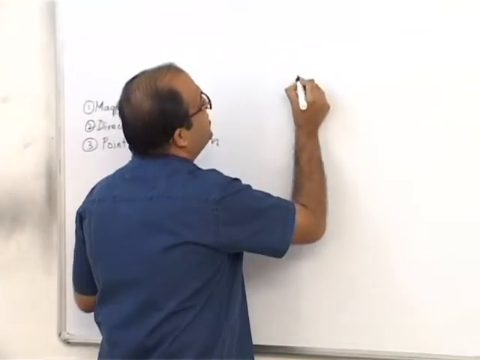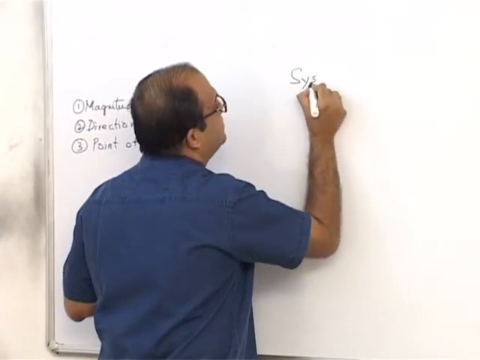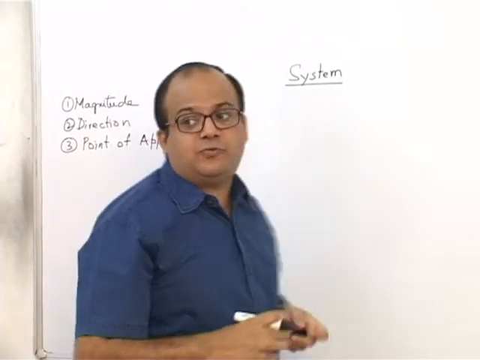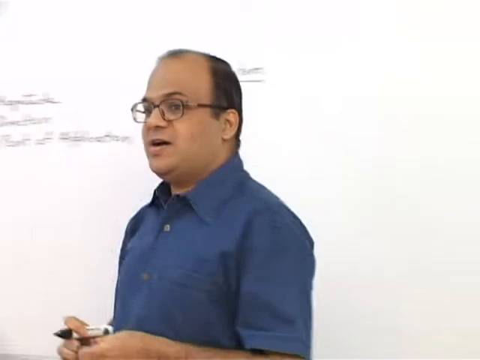Let's try to understand what is a system. A collection of two or more bodies is called a system.